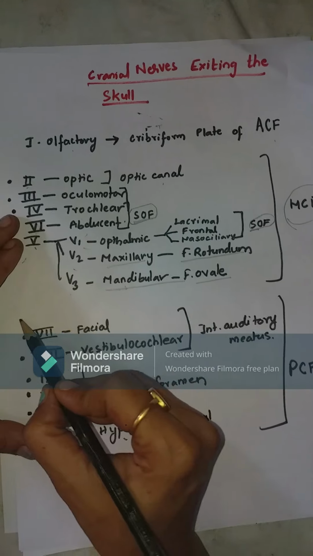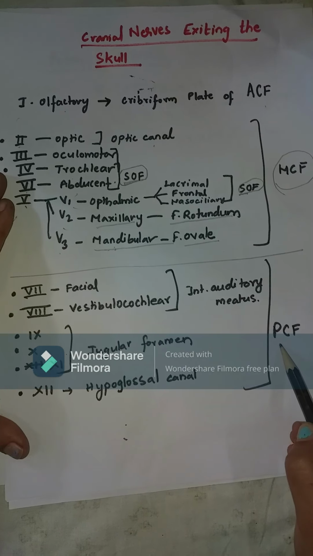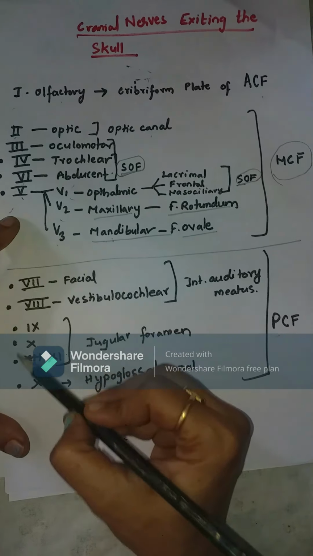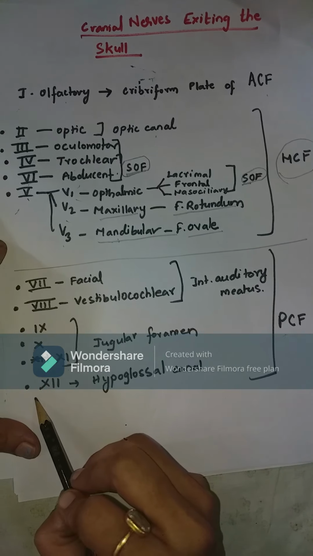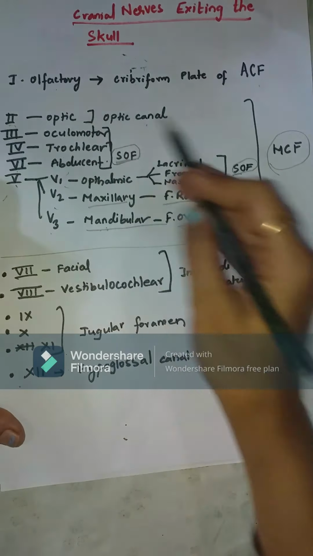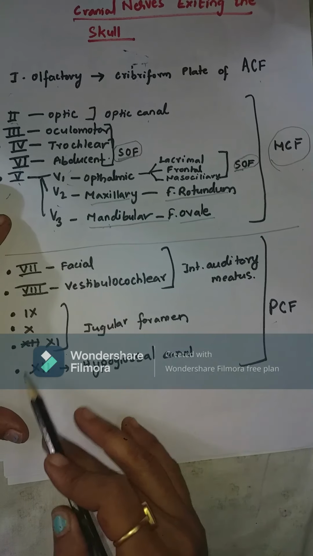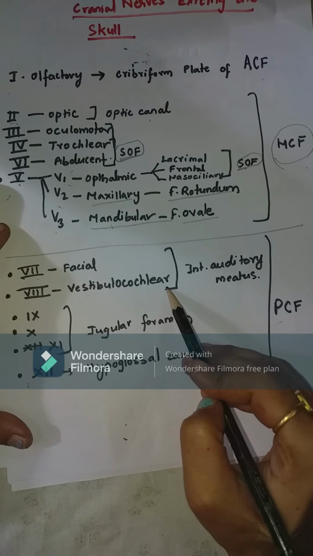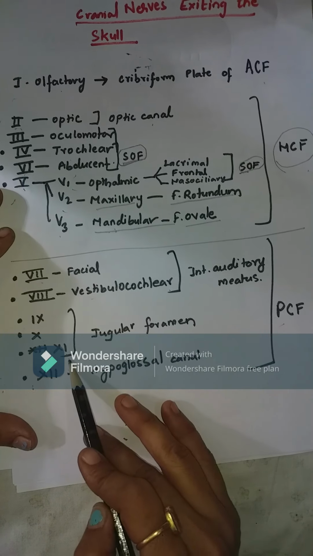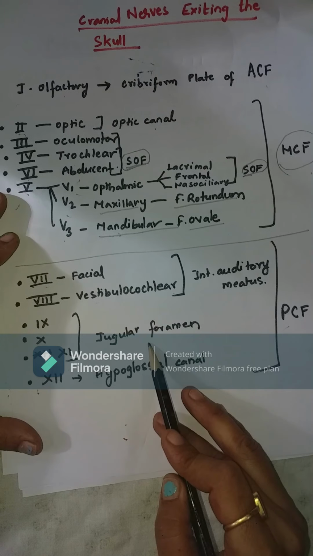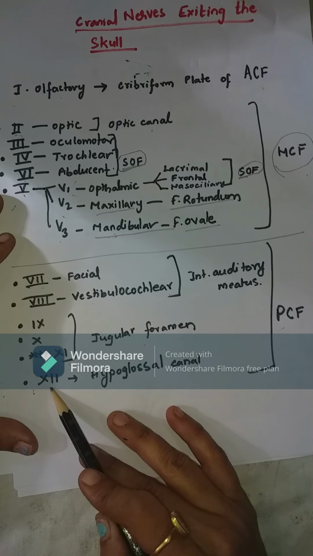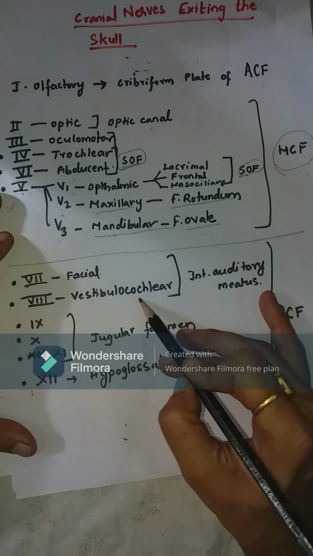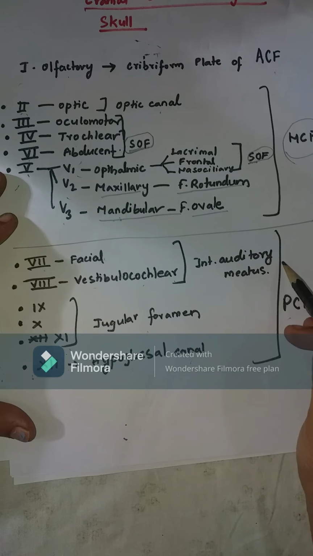Now, the posterior cranial fossa, which we will be doing later, I just want to tell you that a total of 6 cranial nerves pass from here, 5 from the middle cranial fossa and 6 from here. That is facial and vestibulocochlear nerve, they will pass. 9th, 10th and 11th cranial nerve, they will pass through the jugular foramen, and 12th cranial nerve will pass through the hypoglossal canal. The facial and the vestibulocochlear will pass through the internal auditory meatus.